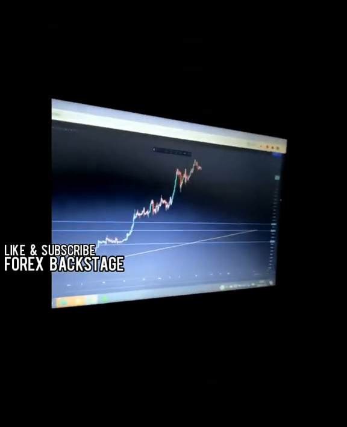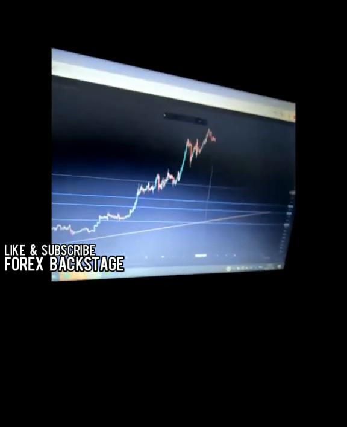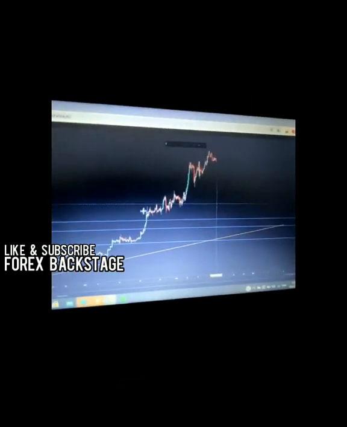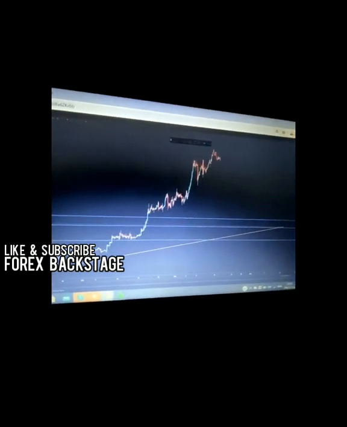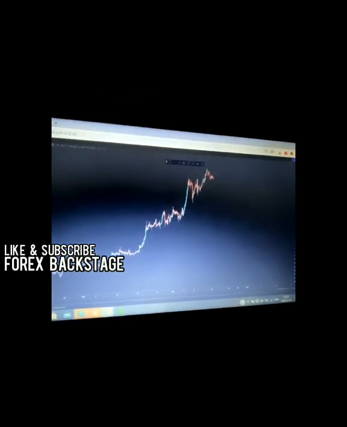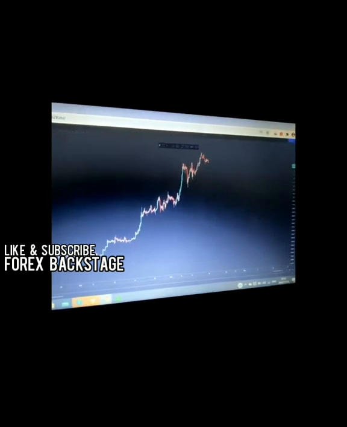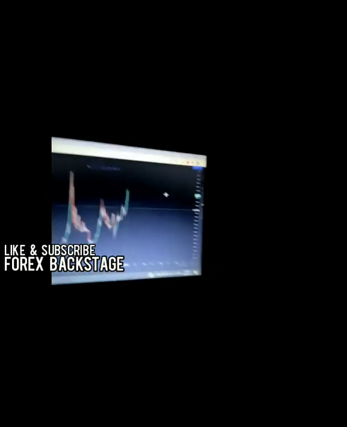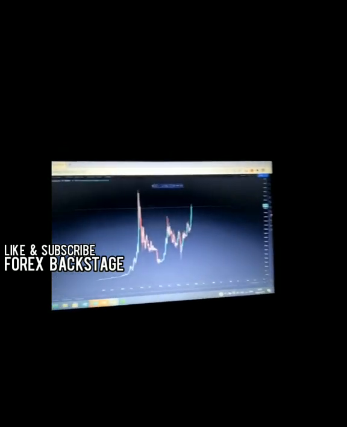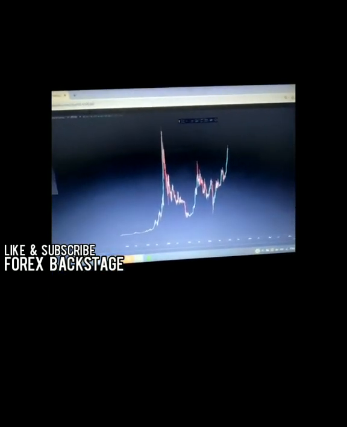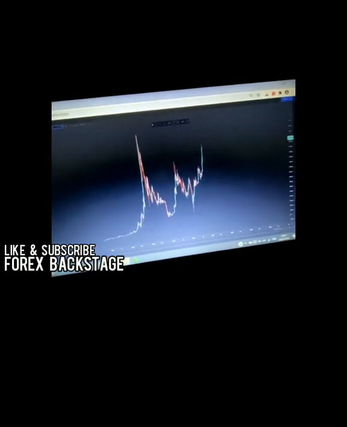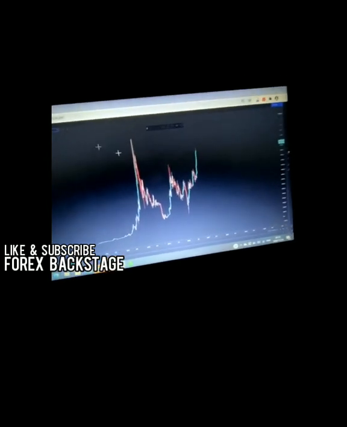Okay, guys. So let's look at this pair. This pair is XBT USD. Let's start on the weekly time frame. On the weekly time frame, guys, those who are trading support and resistance, most of the time you get caught on the wrong side of the market.